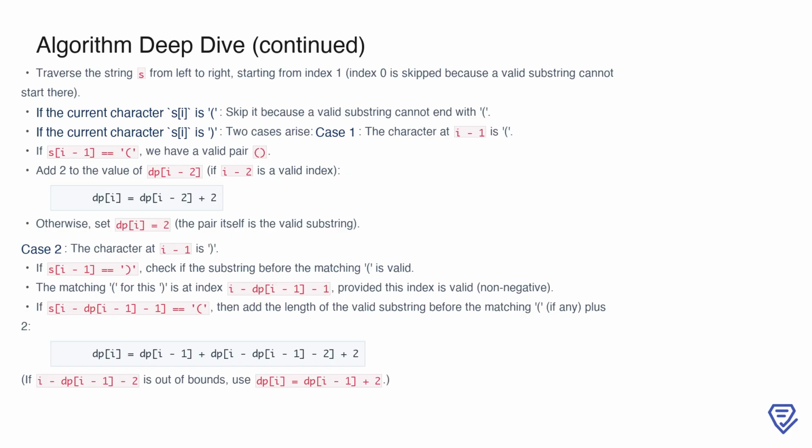In the second case, if the previous character is also a closing parenthesis, we check if the character before the valid substring ending at i-1 is a matching opening parenthesis. If so, we update DP[i] by adding the length of the valid substring before this, along with the pair contribution of 2. This allows us to capture both nested and adjacent valid substrings efficiently.